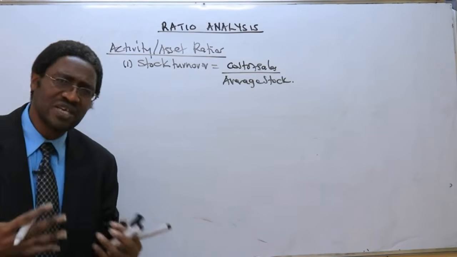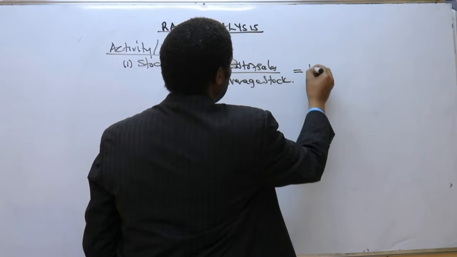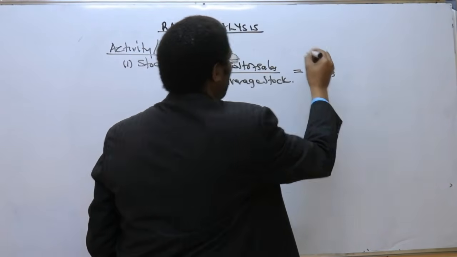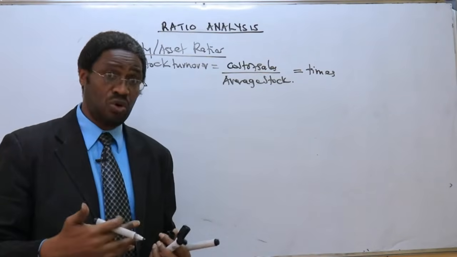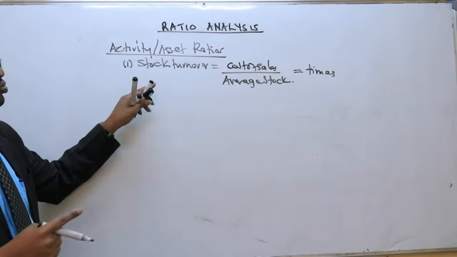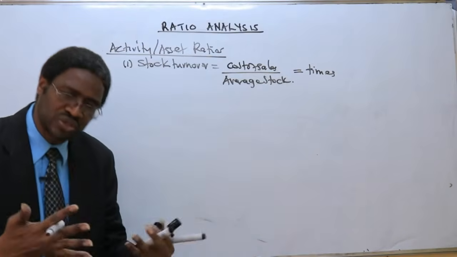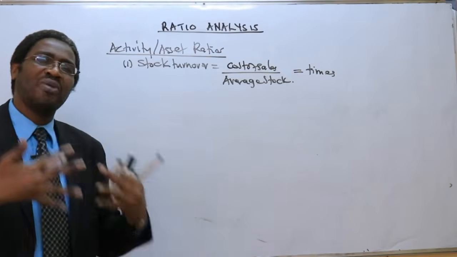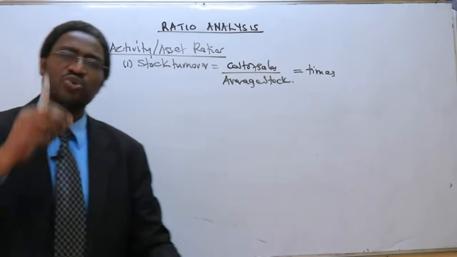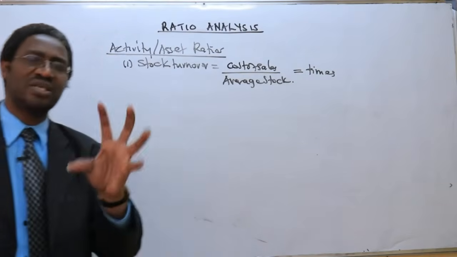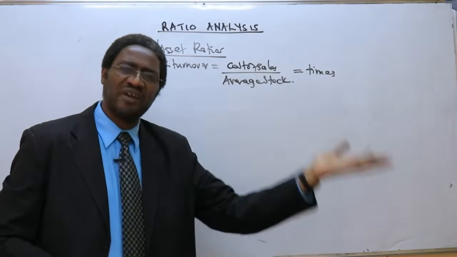Now, whatever answer you get should always be expressed in terms of times, 2 times, 5 times, and so on. This ratio tells you how many times you are able to turn your stocks into sales. You as a company, how many times are you able to turn your stocks into sales? So if you get 10 times, 5 times, and so on.